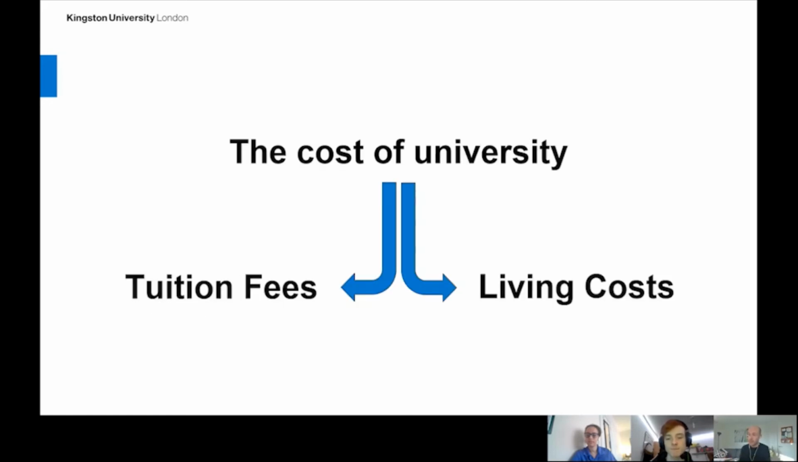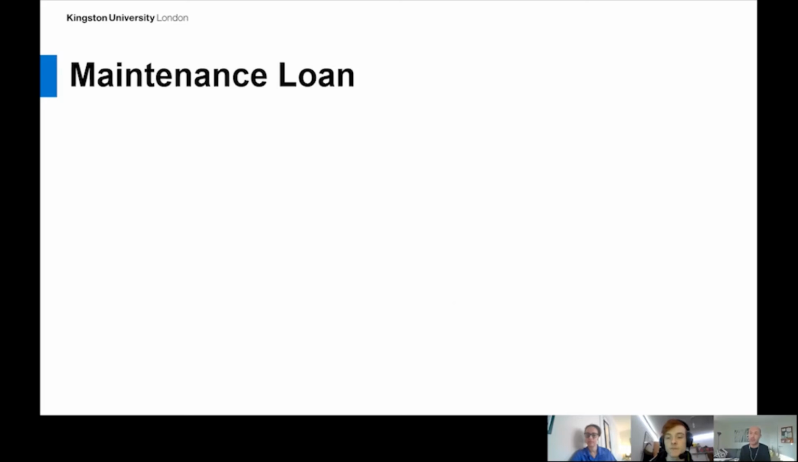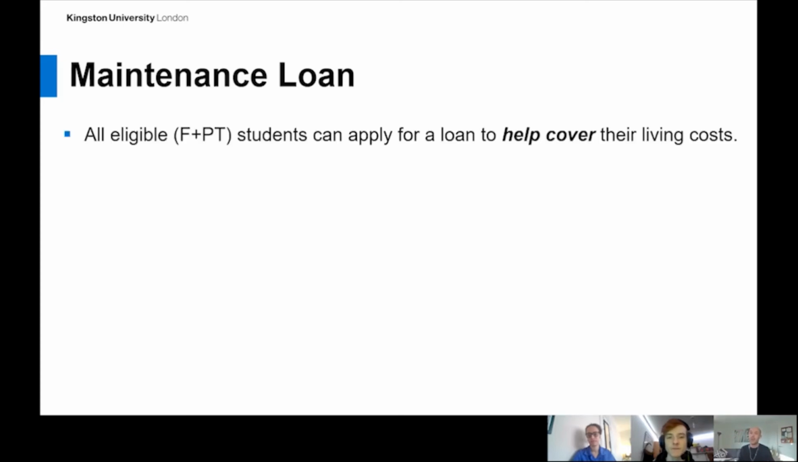So we're back here. We've talked about tuition fees. Let's flip over and talk about living costs a little bit. I want to introduce to you what's called a maintenance loan. So tuition fee loan, maintenance loan. All eligible full and part-time students can have a loan to help cover their living costs.